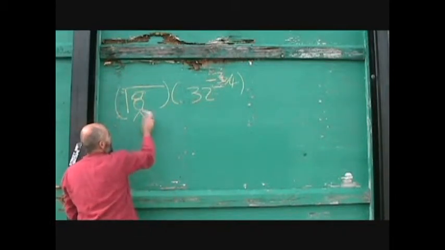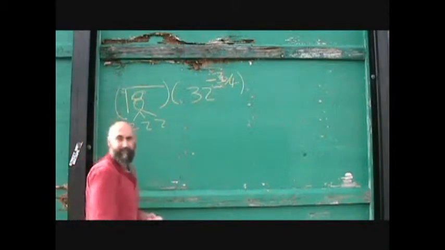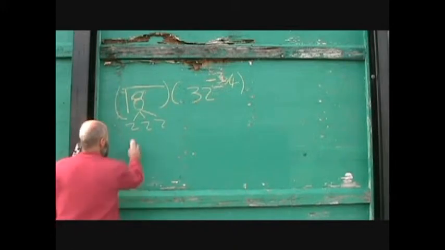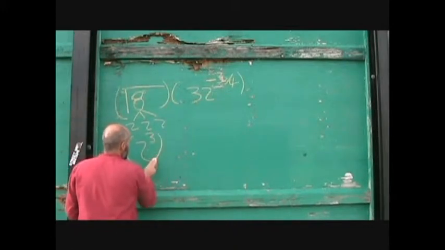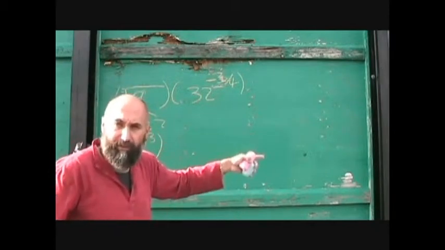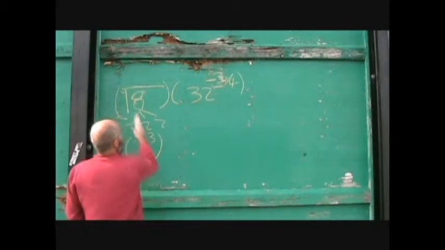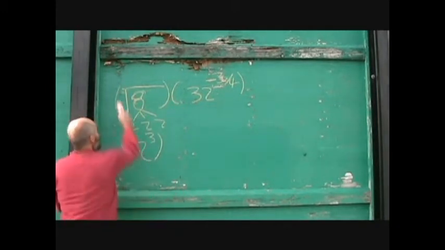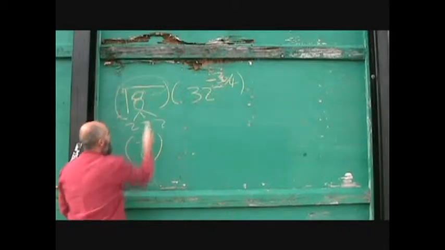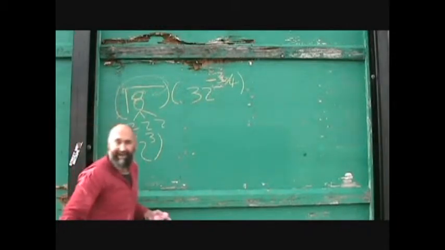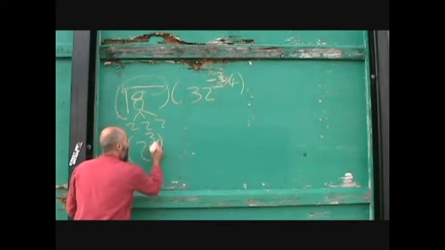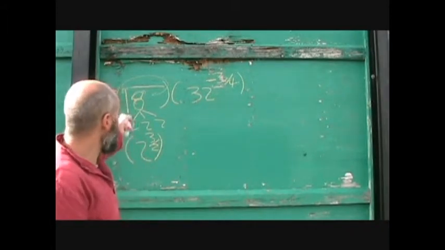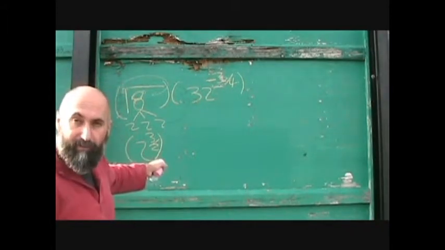8 breaks down into 2 times 2 times 2, right? 2 times 2 times 2 is 2 to the power of 3, right? So this guy becomes 2 to the power of 3. So the square root of 8 is 2 to the power, or, I forgot about the square root symbol. The square root symbol, as we talked about before, the 2 over here goes in the denominator as the power. So the square root of 8 is 2 to the power of 3 over 2. 8 is 2 to the power of 3. The square root of 8 is 2 to the power of 3 over 2.